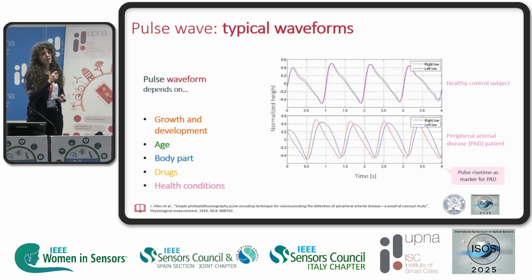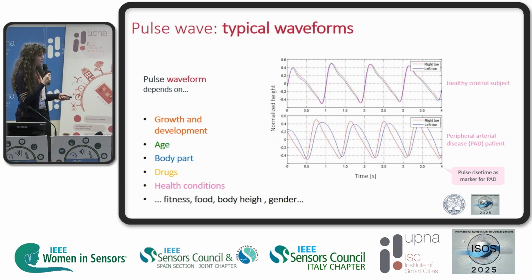And of course, the pulse waveform depends on the health conditions of the subject. So, for example, this study focuses on patients affected by peripheral arterial disease. And the authors observed that in the occluded limb, the pulse rise time was late, and so the pulse rise time can be taken as a marker for this kind of disease.